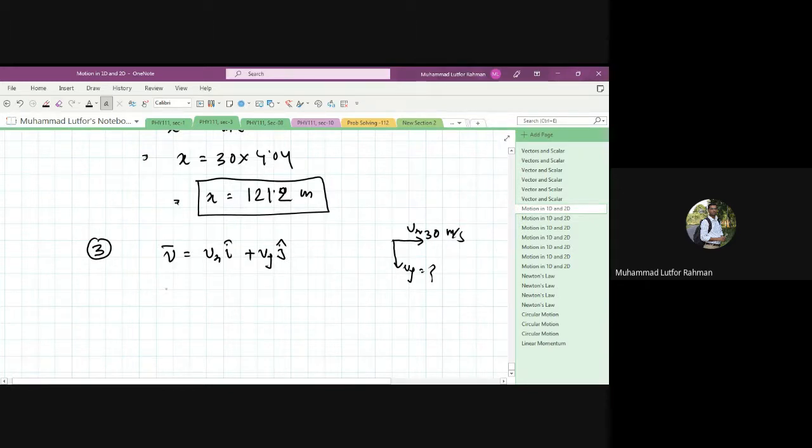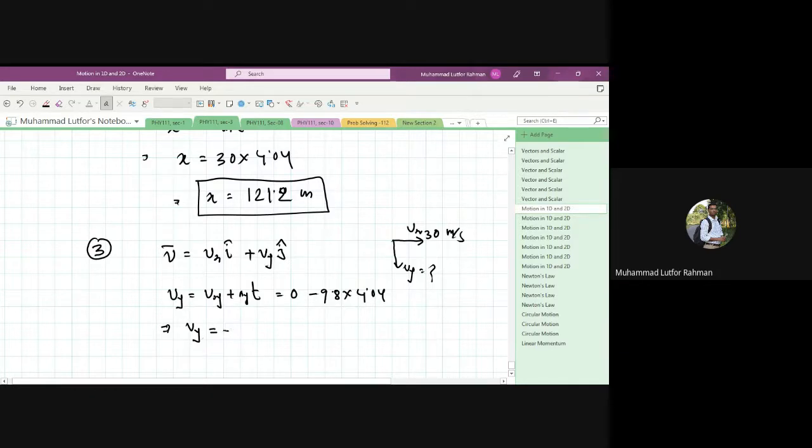I know that Vx is 30. Now I have to find Vy. Vy is v naught y plus ay t. I know the time. V naught y is 0, minus 9.8 times 4.04, because 4.04 seconds later it will strike the ground. I am finding the velocity just before it strikes, because that is the velocity at which it strikes the ground, right? Then it will give me the minus.